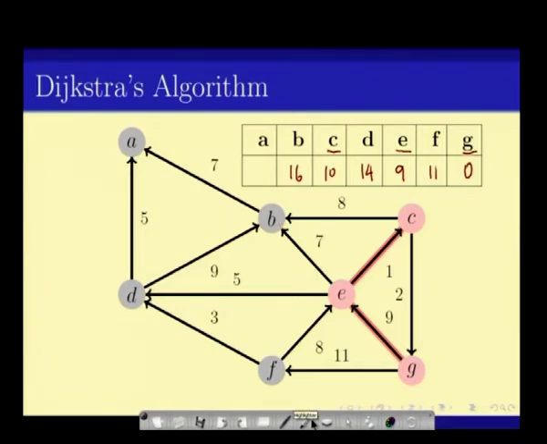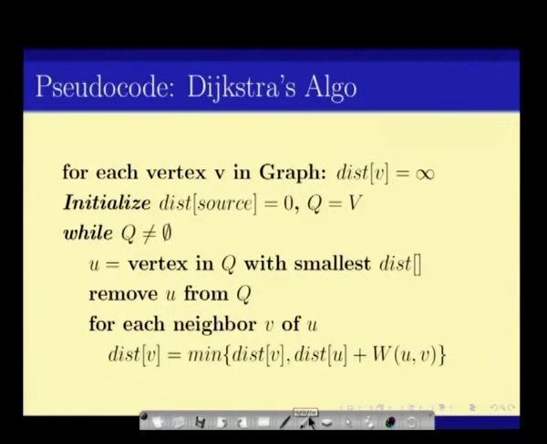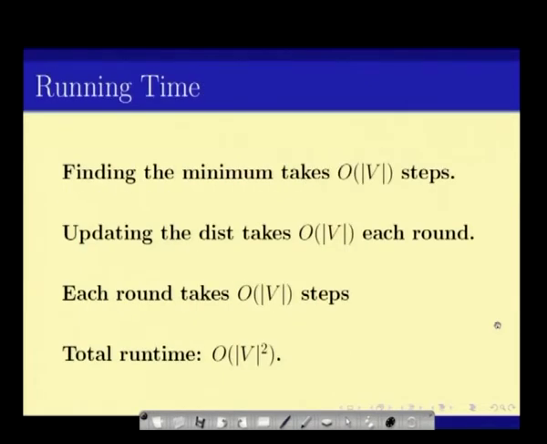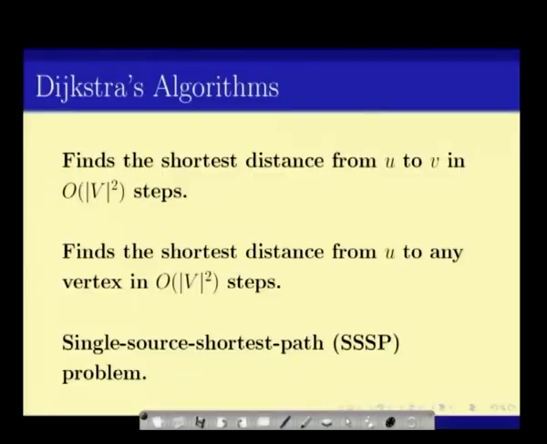Similarly, we keep on going like this until we slowly take all the possible edges. So, here is the pseudocode of Dijkstra's algorithm, and the idea is very simple. Every time we update the shortest distance from G to V and keep on doing it. As we saw last time, the running time of this algorithm is order V square. This is a very nice thing. It can find the shortest distance from U to V in order V square.